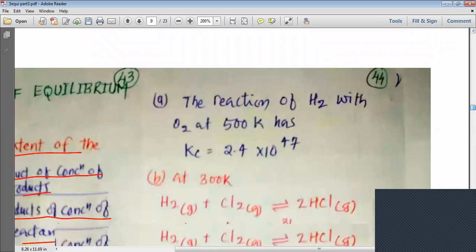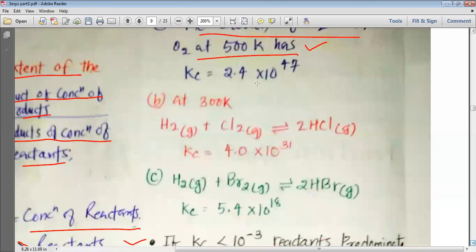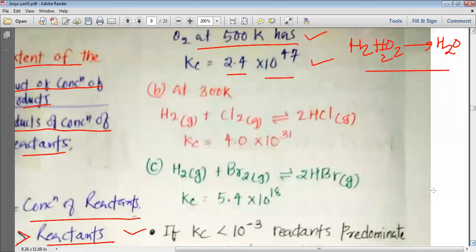Let us look at the various reactions. In the reaction of hydrogen with oxygen at 500 Kelvin, the value of Kc is 2.4 into 10 to the power 47. So it's a very high value, and we can say that the reaction goes to completion, and at 500 Kelvin we get water as a product mostly. So the reaction moves in the forward direction to a great extent.